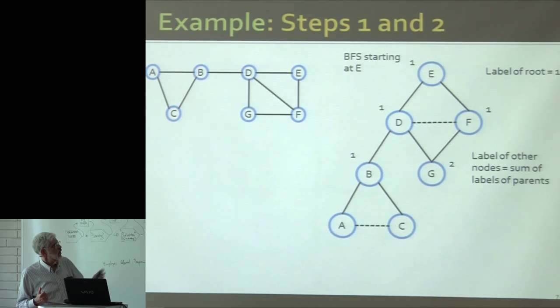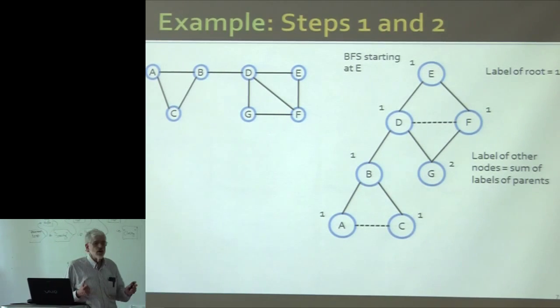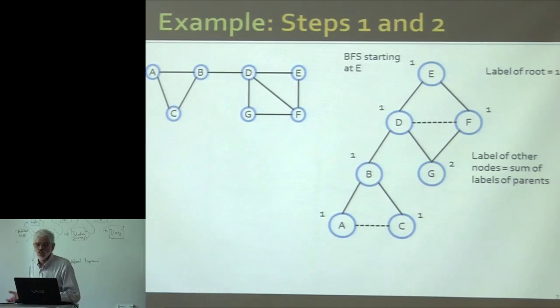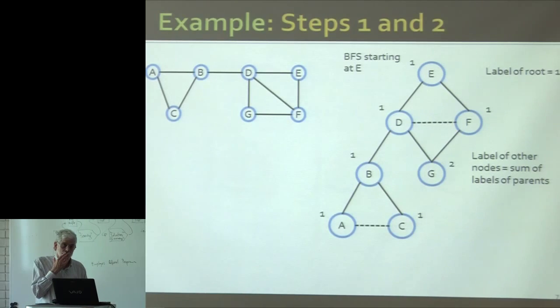B has only D as a parent, so it just gets 1. A and C each have B as a parent only, so they each get 1. So everybody gets 1 in this case, except for that node G. Not very interesting, obviously. It could be much more complicated if more nodes had multiple parents.